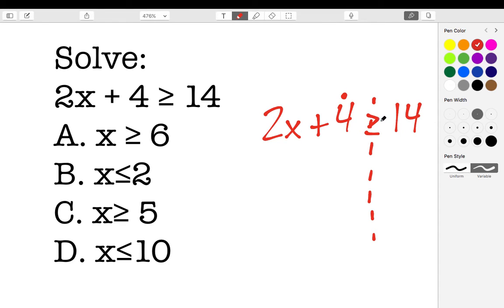Identify like terms. So 4 is the like term with 14. Good job. Brianna, same side or opposite side? Opposite side. What's the rest of the saying? Opposite operation. So this operation is what?